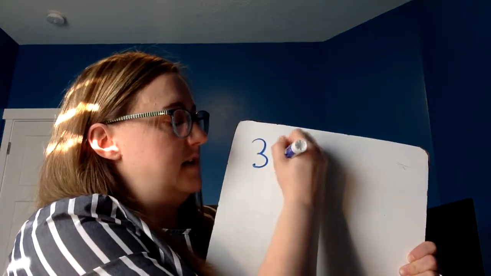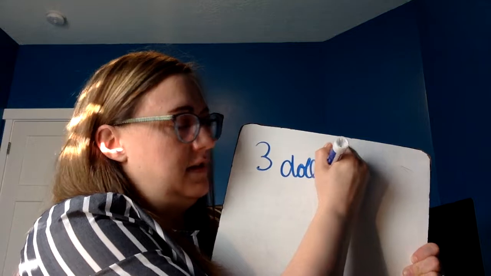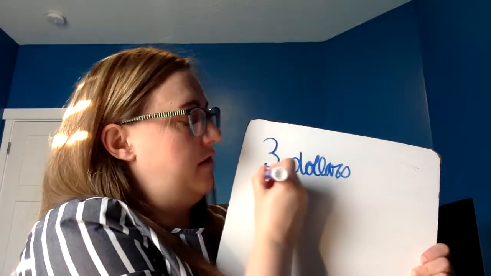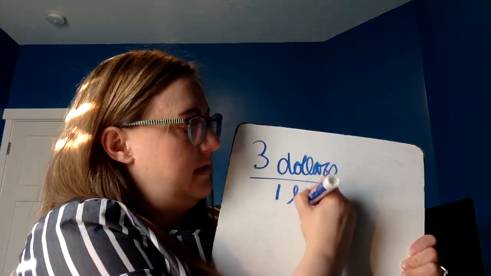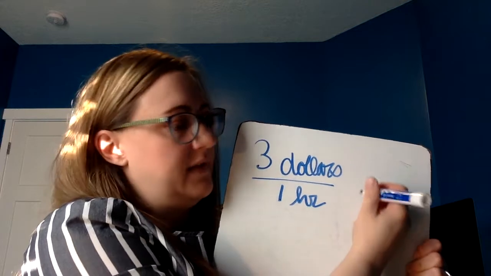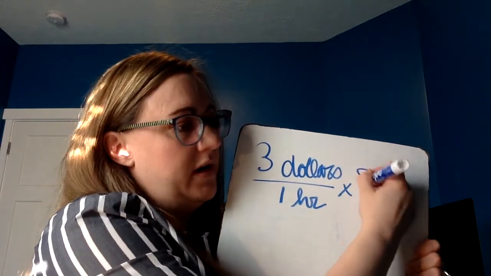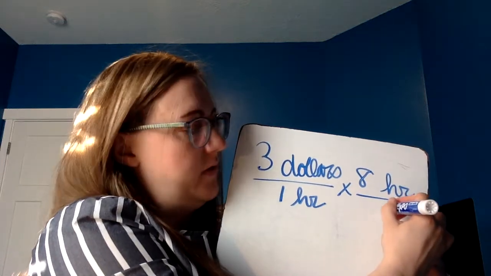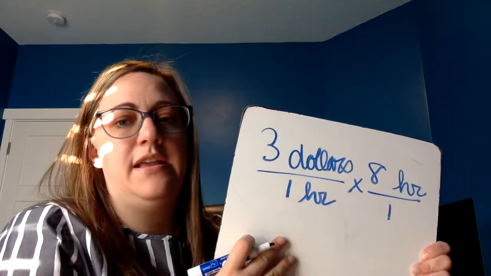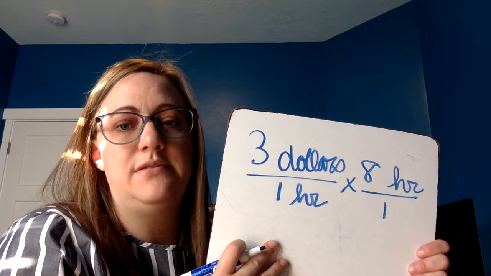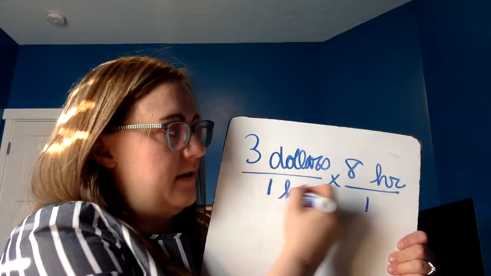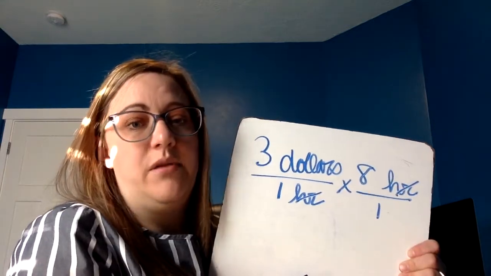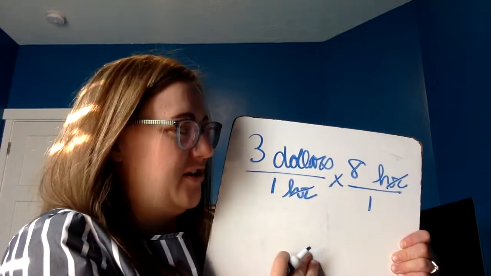So we have $3 over 1 hour, so $3 per hour, and this guy is going to work for 8 hours. I'm going to put that over 1 because that's what it says in the book. Okay, what can we cross out? Hopefully you crossed out hours. And then we multiply straight across.